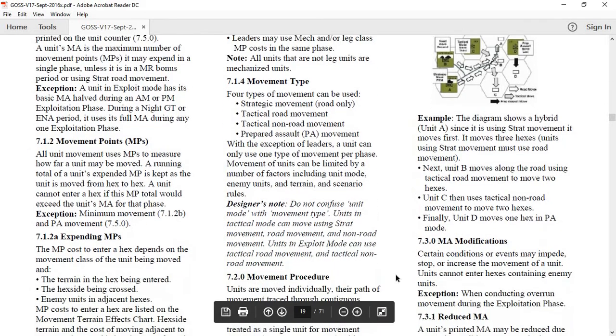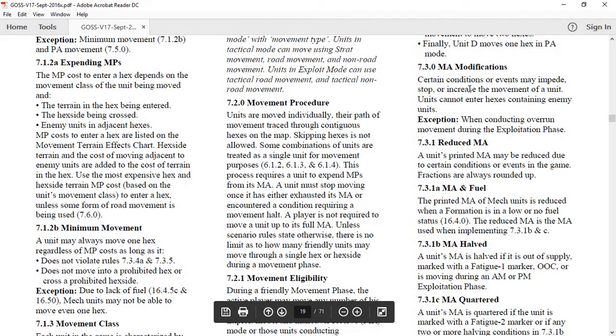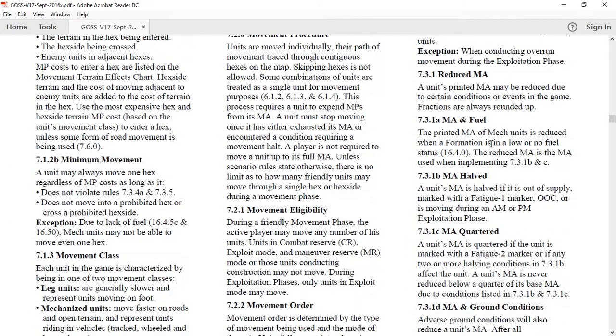MA modifications. Certain conditions or events may impede, stop, or increase the movement of a unit. Units cannot enter hexes containing enemy units, except when conducting overrun movement during the exploitation phase. Reduced MA. A unit's printed MA may be reduced due to certain conditions or events in the game. Fractions are always rounded up.